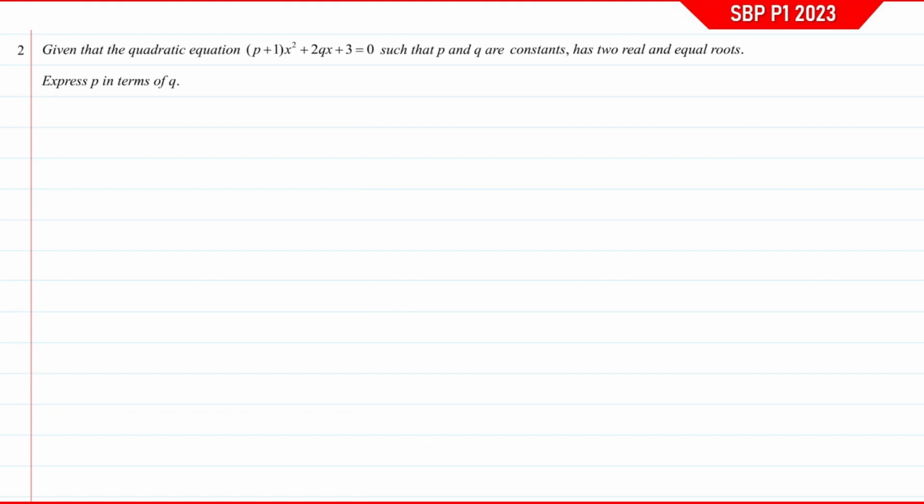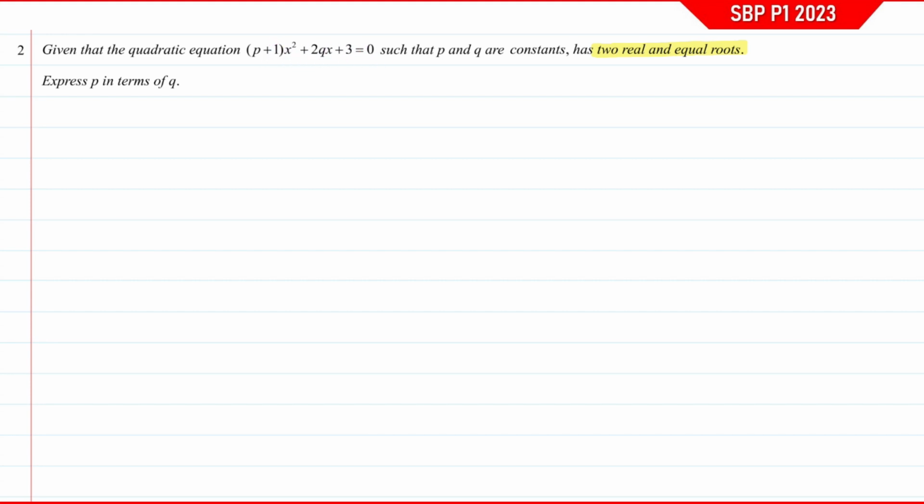Question number 2. Given that the quadratic equation p plus 1 x squared plus 2qx plus 3 equals 0, such that p and q are constants, has two real and equal roots, express p in terms of q. So here the keyword will be two real and equal roots, which means for this quadratic equation, its discriminant b squared minus 4ac is equal to 0.